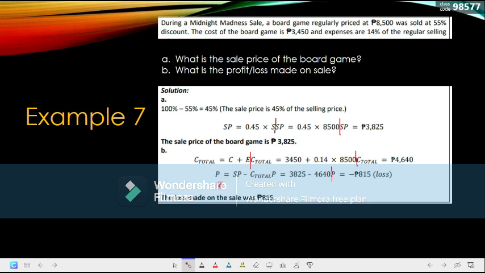Then we have here the total cost is equal to the cost plus the operating expenses. So we have here the total cost is equal to 3,450 plus the 14% of the expenses. We have here 40 of the regular selling price. The regular selling price is 8,500.